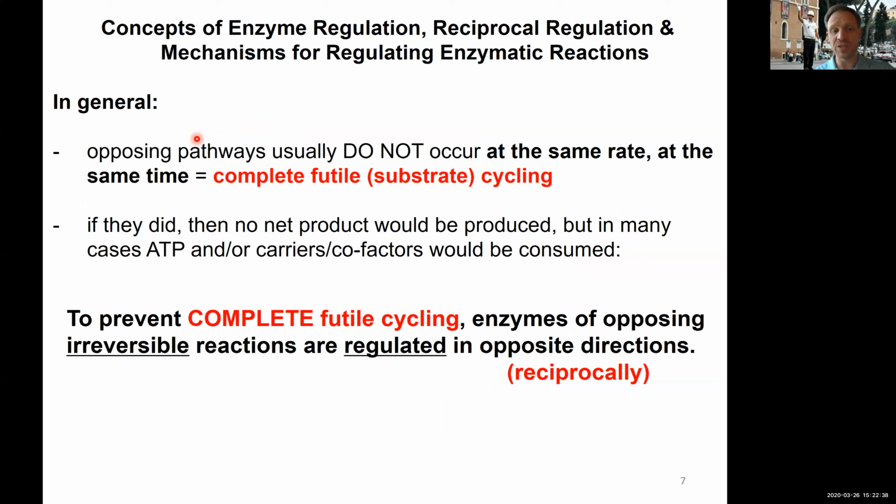So generally, you can assume that you want to prevent complete futile cycling. And because of that, enzymes that are catalyzing reactions of the opposing irreversible steps in opposing pathways are regulated in opposite directions. So they're regulated reciprocally. If you again take the example of glycolysis and gluconeogenesis, if you have the irreversible reactions, one forward and one reverse, you would activate the forward, for example, and you would reduce the reverse one in the same way. So you would reciprocally regulate both those enzyme steps running in the opposing directions.